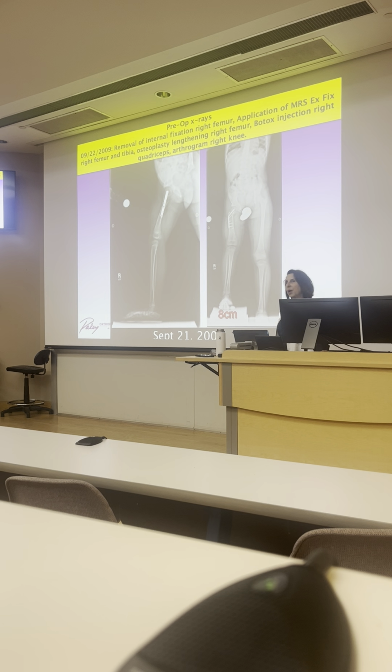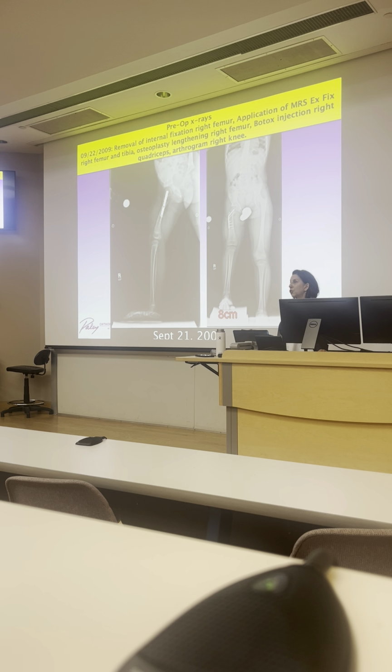She also had the osteoplasty for lengthening. That's a way of saying cutting the bone in a special way to the right femur. She had Botox injections in the right quadriceps, and she had an arthrogram of the right knee. So they injected dye into the knee to find the axis of rotation, perfect, so that they can put the axis of the hinge of the knee joint on the fixator in alignment with that. So everything you're doing is to preserve excellent joint motion, okay, and stability.